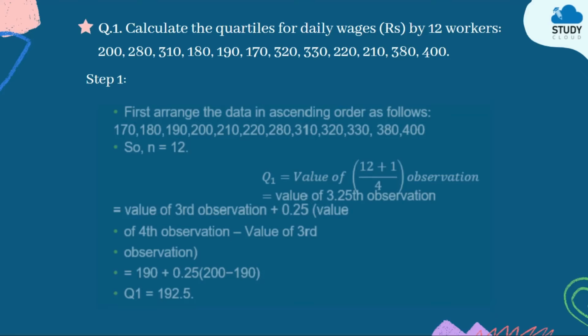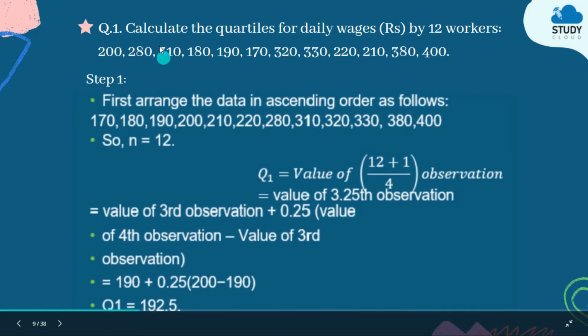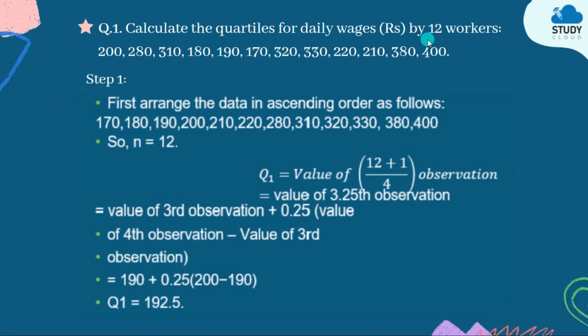Now let's see one example. Calculate the quartiles for the daily wages in rupees of 12 workers. If you see, some data is given to you, this is raw data. So the first step is to arrange this data in ascending order. So when you arrange, you get the data like this: 170, 180 and so on until 400.